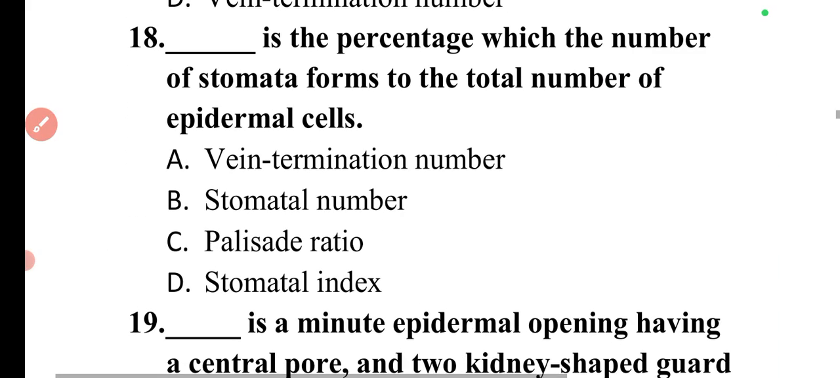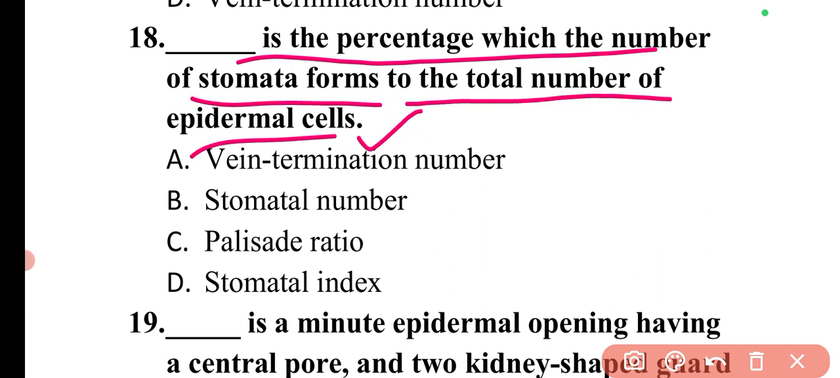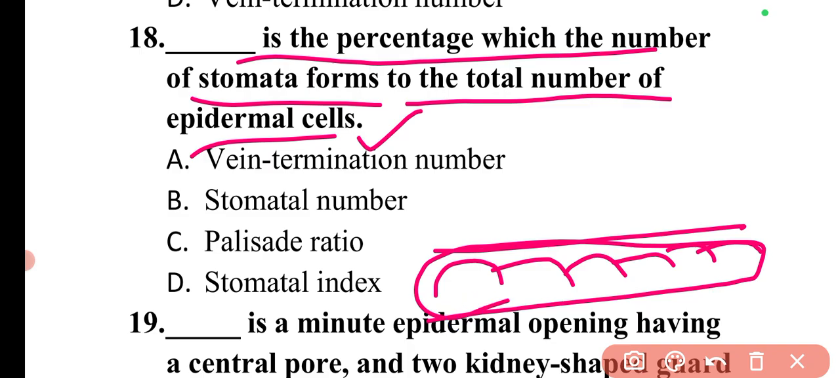The next question is, dash is the percentage which the number of stomata forms to the total number of epidermal cells. So these are the epidermal cells. There are multiple epidermal cells, and in these epidermal cells the total number of stomata formed relative to the total number, this is the percentage. This percentage will be known as the stomatal index.